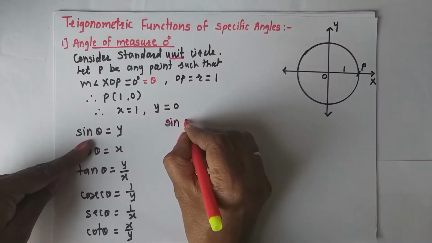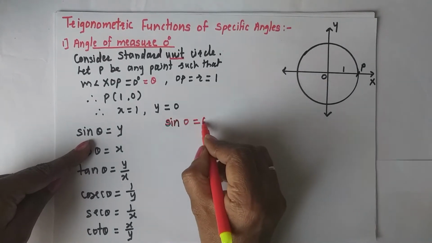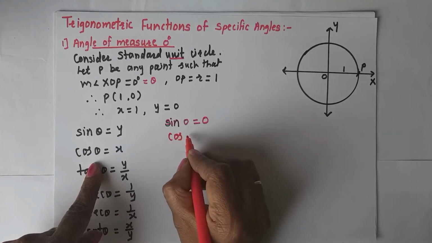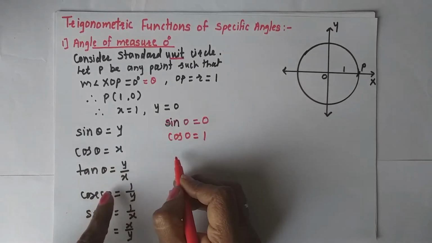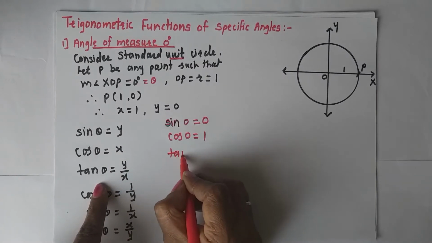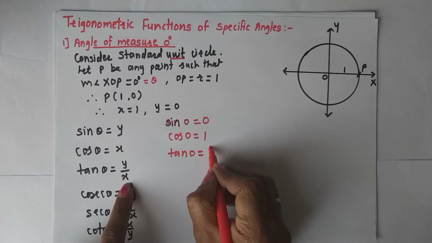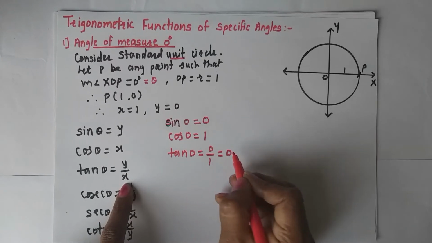We will get trigonometric functions of 0 angle. That is sin 0 will be, what is the value of y? That is 0. We get sin 0 is equal to 0. Then keep the value of cos theta: value of x is 1. We get cos 0 is 1. Then for tan theta, y is 0 and x is 1. 0 divided by 1 means 0.